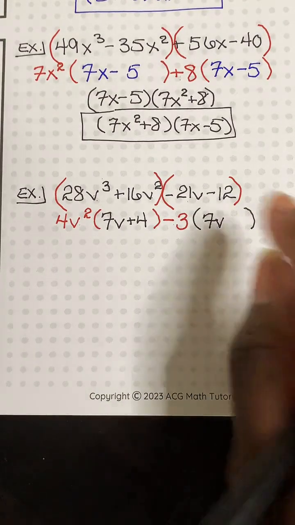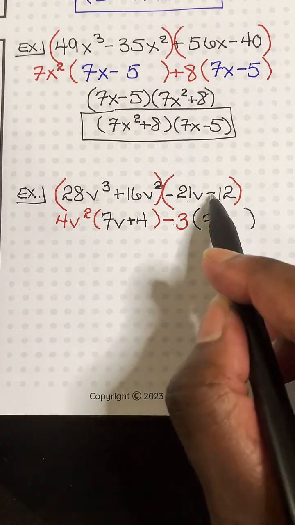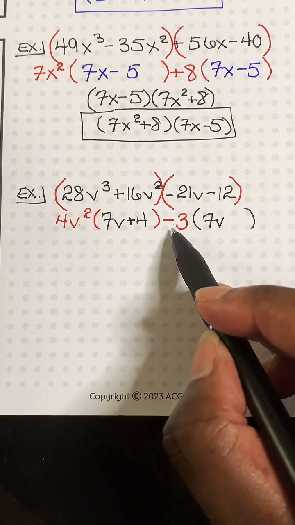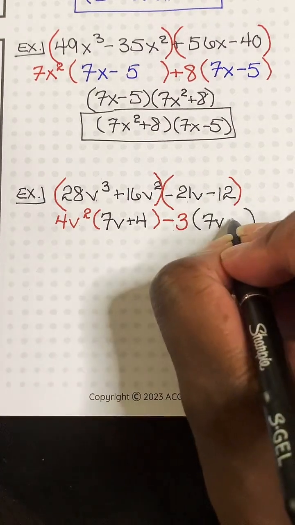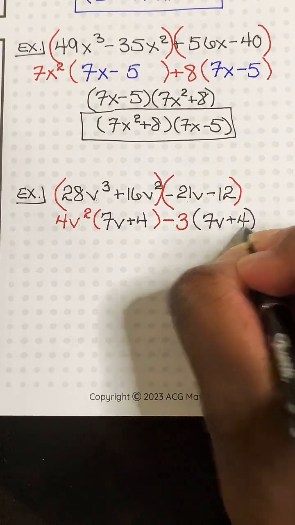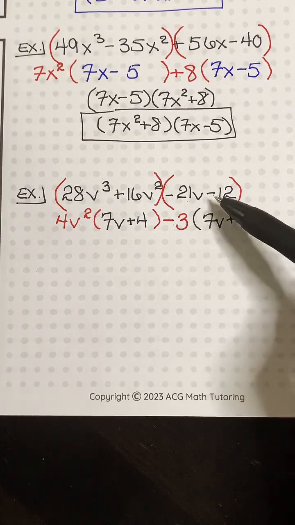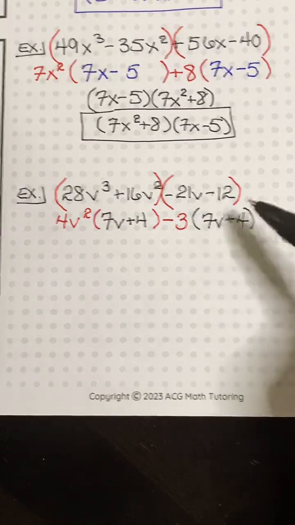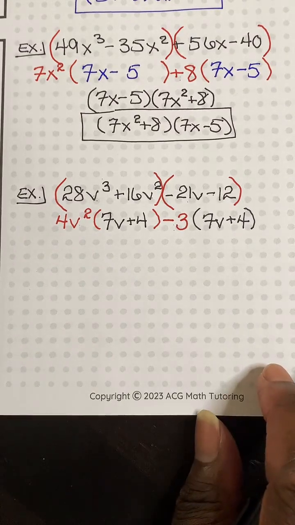Now this is what got a lot of people. A negative 12 divided by a negative 3. A negative divided by a negative, that's a positive. And it's a positive 4. When you're multiplying or dividing and they both have the same signs, your answer is always going to be positive. All right.